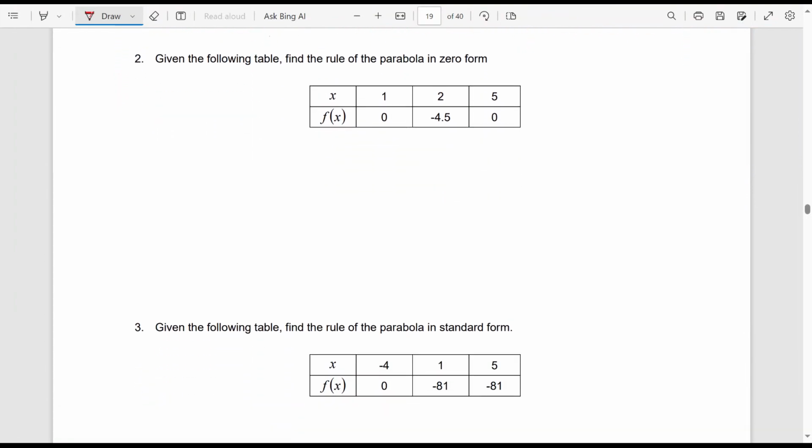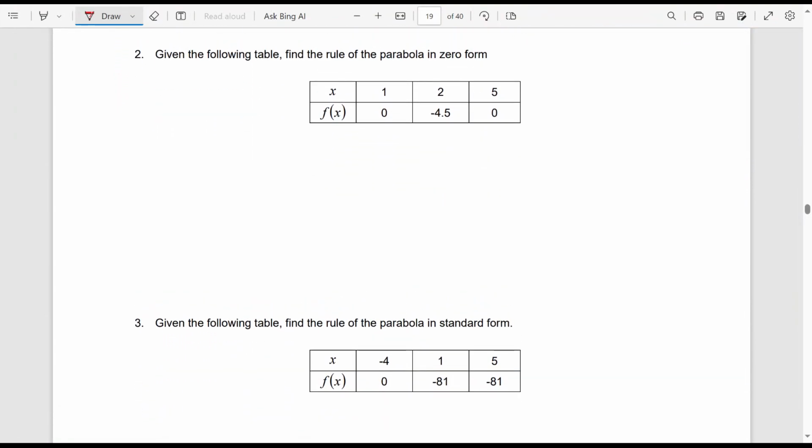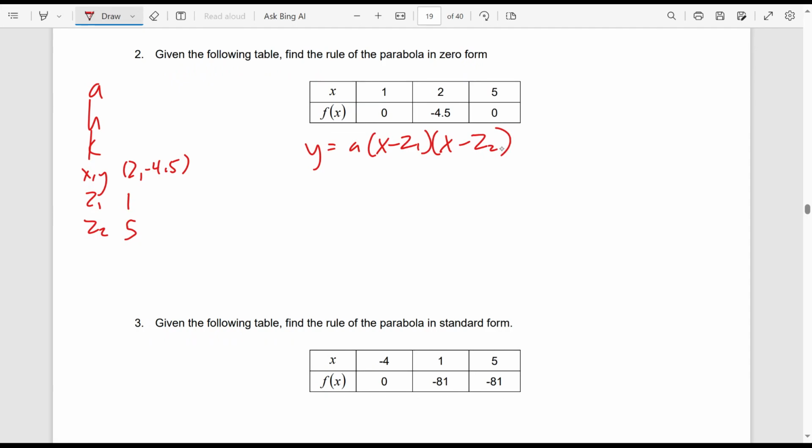Let's look at the next one down here real quick before I let you go and do that. What information is this one providing? It's not going to give me my HK. What is it giving me? It's giving you zeros. I have Z1 is 1, Z2 is 5, and a point of 2 and negative 4.5. So on this one, I would just use y is equal to a times x minus z1 times x minus z2, and solve for the rule that way, and then work with it in zeros form.